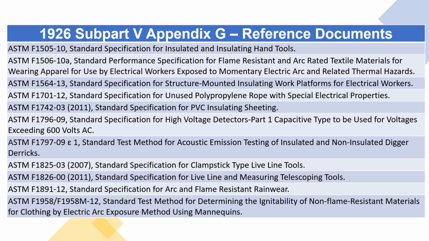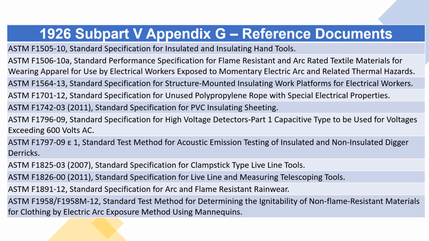ASTM F1796-09, Standard Specification for High Voltage Detectors, Part 1: Capacitive Type to be used for voltages exceeding 600 volts AC. ASTM F1797-09e1, Standard Test Method for Acoustic Emission Testing of Insulated and Non-Insulated Digger Derricks. ASTM F1825-03, 2007, Standard Specification for Clampstick Type Live Line Tools.